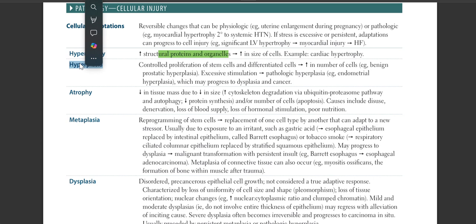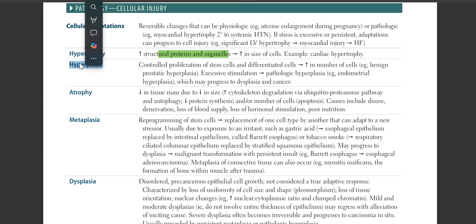Stem cells. Stem cells, and the other one is replication or mitosis. So hyperplasia has increased mitosis. Here, it also says increased production of stem cells, which will ultimately lead to increased mitosis. So, basically, you want to increase the number of cells.